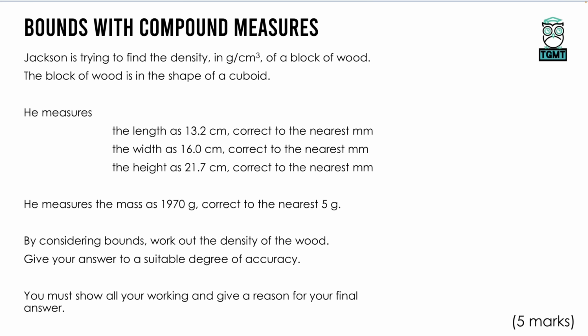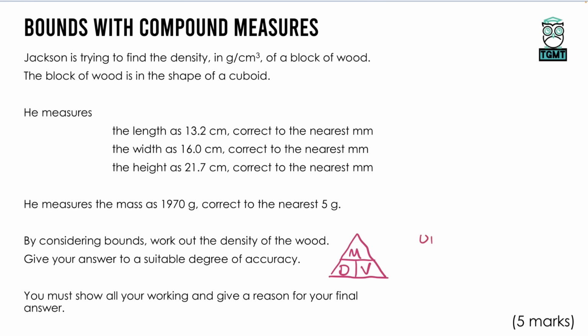Now for starters, if we are looking at the density, we need to think about our density formula. And density is equal to mass over volume, whether you use a formula triangle or not. That is our formula. So to work out the density, we're going to need to do the mass divided by the volume. Now when considering bounds, we need to work out the upper bound and the lower bound.